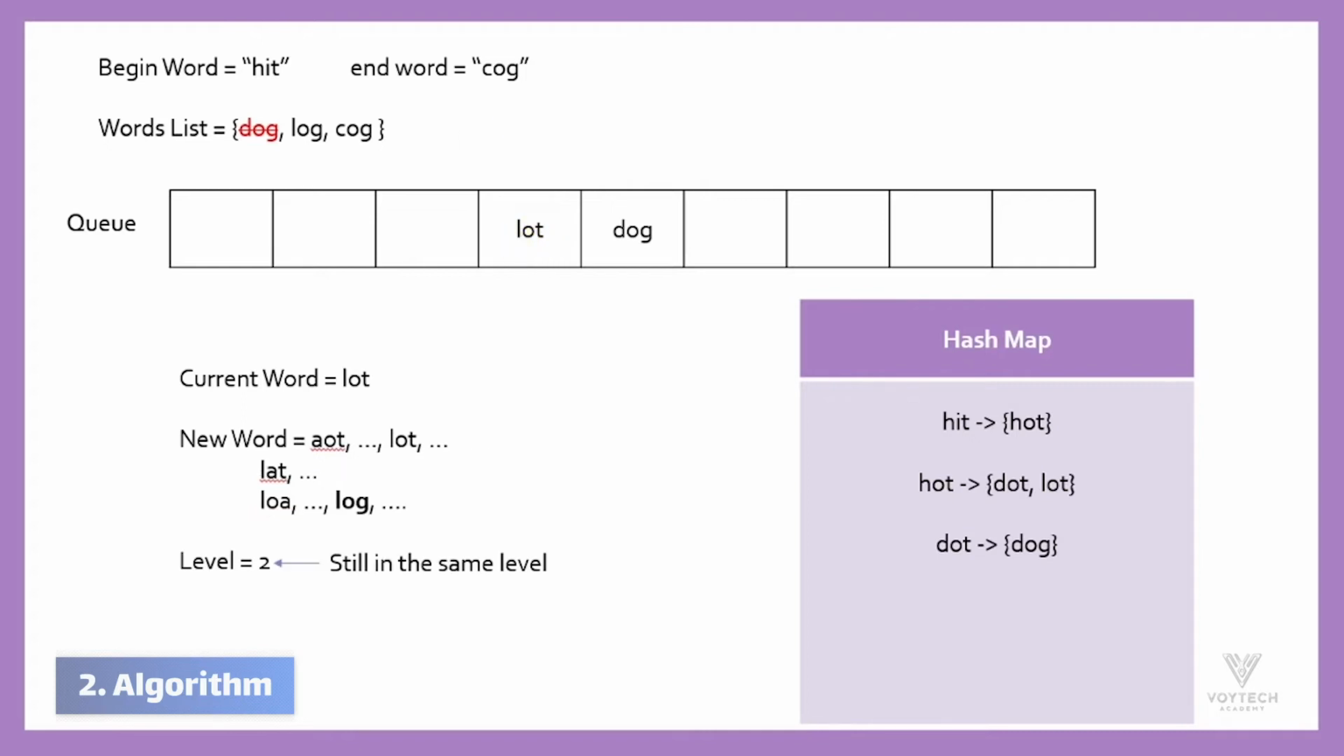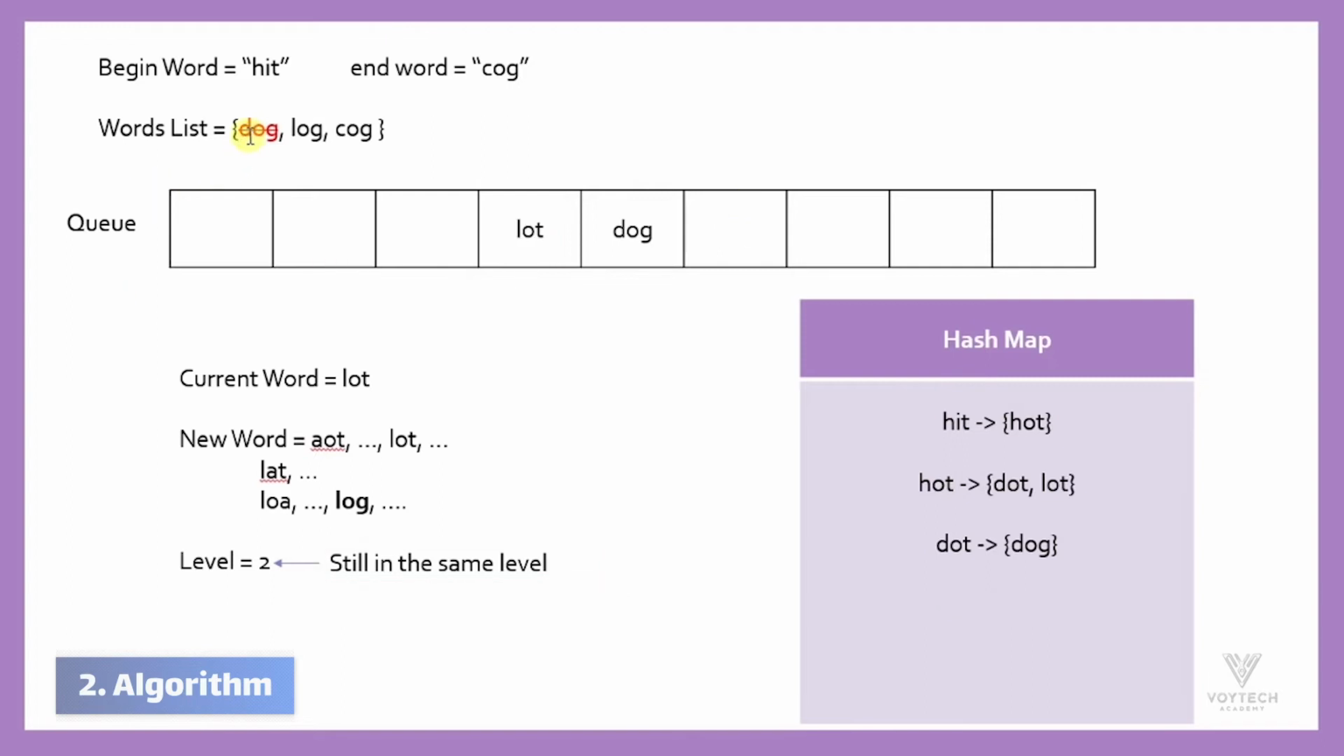So our current word is going to be lot. We do the same thing here until we find log. So it's a matching pattern. So we're going to actually mark it as visited. We're still in the same level, like I mentioned, and we're going to store it here. Lot, log, it's a matching pattern. And we're going to pop it out of the queue and push log in.